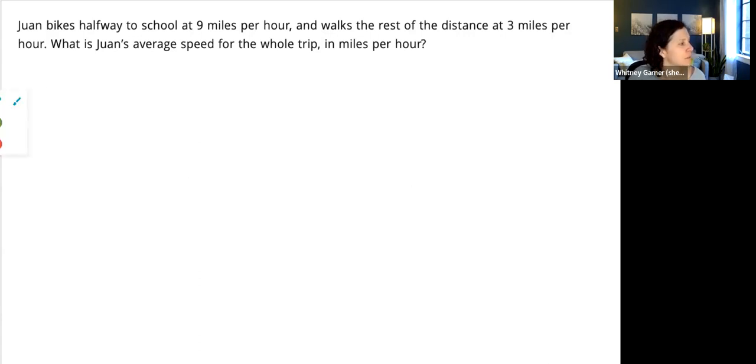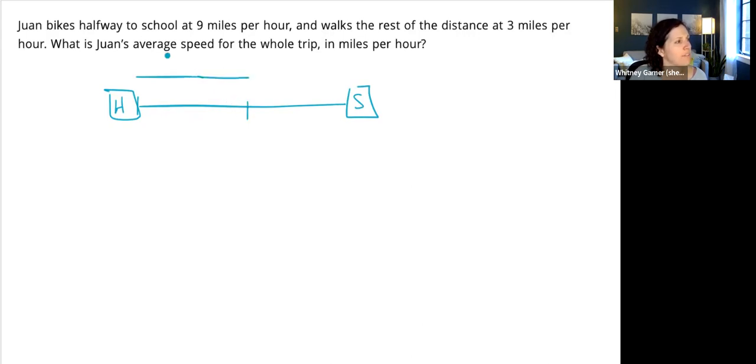Okay, so we're going to set up our map. We've got home and school. And we're walking halfway at 9 miles per hour. And we're going to do the other half at 3 miles per hour. And so I need a distance that I could divide by 9 miles per hour and 3 miles per hour. So I could just do 9 miles, but sometimes when I repeat numbers, I get a little confused. So I'm just going to go 18 miles. So each half of the trip, because it's the same, is going to be 18.